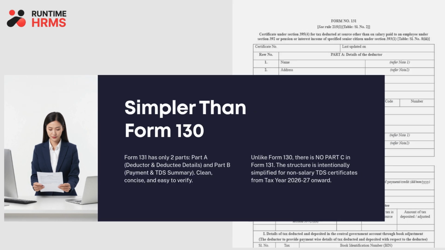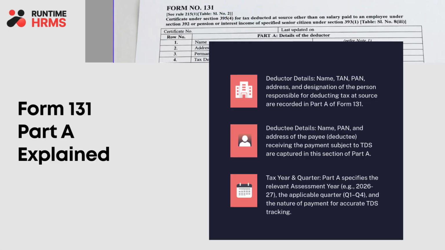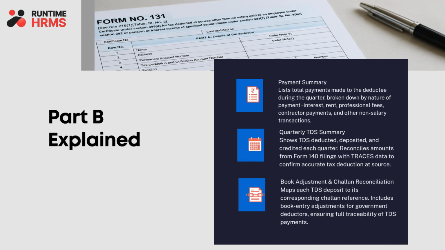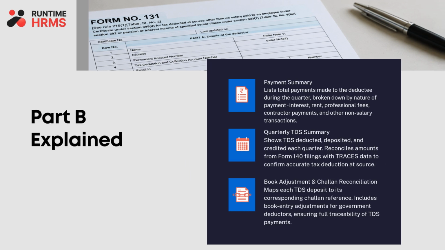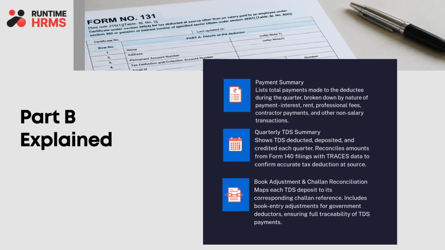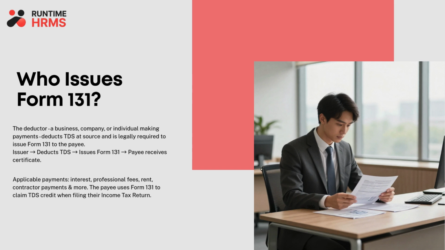Unlike Form 130, Form 131 has no Part C annexure. It's a single-page structure with just two parts. Part A covers deductor and deductee details, including the specific quarter of the tax year. Part B is a payment summary, followed by the same book adjustment and challan reconciliation detail you'd see in Form 130.